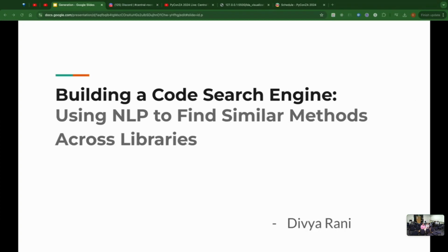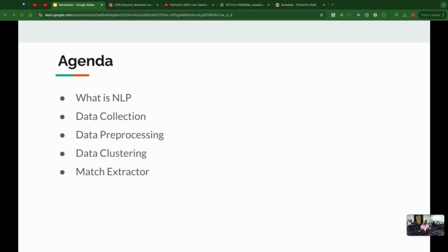Sure, thank you. Hello everyone, this is Divya, and today in this talk, I'll be talking about how to build a code search engine using natural language processing. Brief about the agenda: we'll be talking about what is NLP, and also we'll go over the whole workflow regarding how we'll collect the data, pre-process, cluster, and extract the methods. And after that, we will see a short demo on how to create a small code search engine.